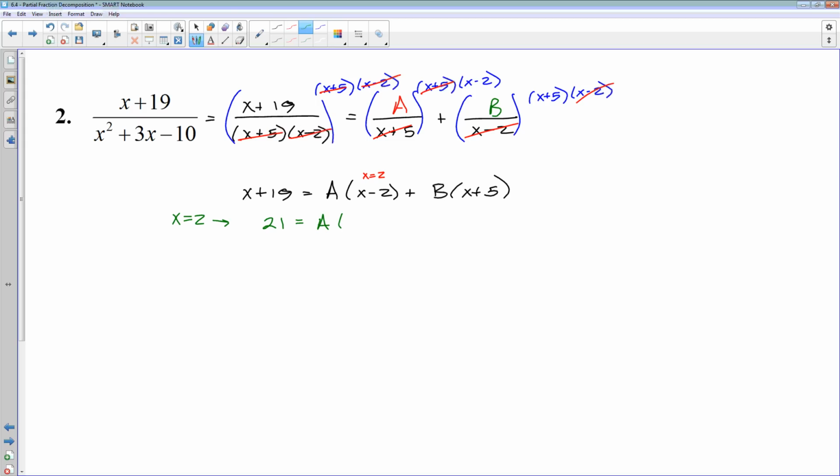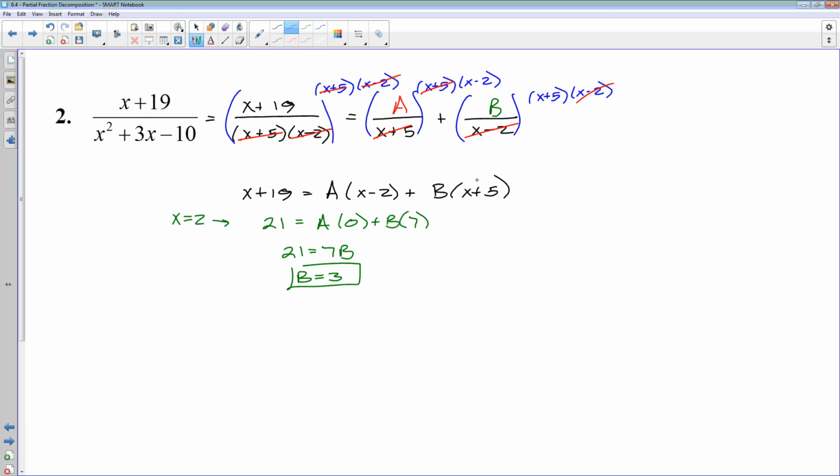A times 2 minus 2 is 0. B times 2 plus 5 is 7. So 21 equals b times 7, or 7b. And we know that b is equal to 3. Okay, so now I have b. Well, now I've got to find out how to solve for a, which means I need to get rid of my b term over here.